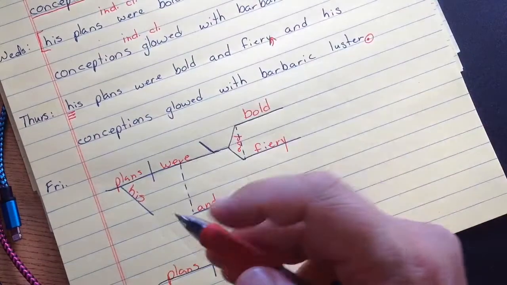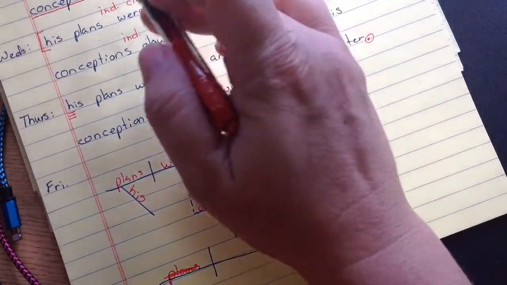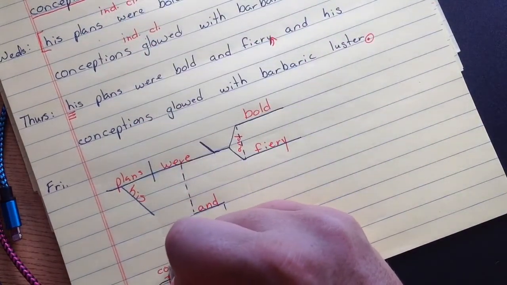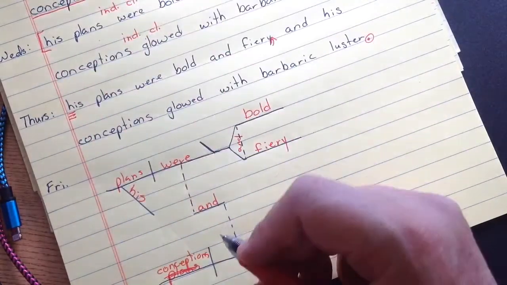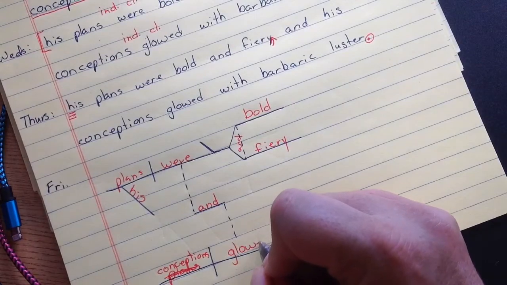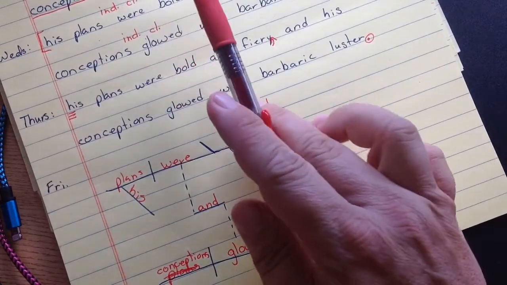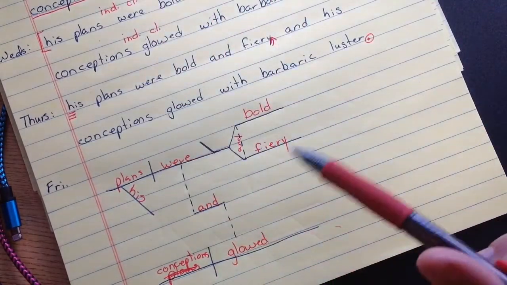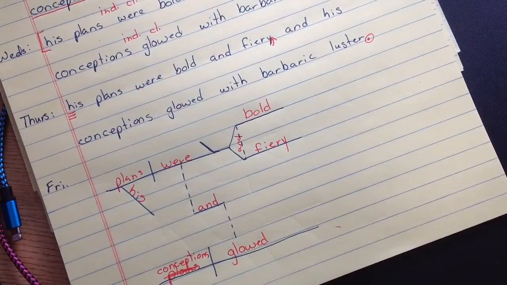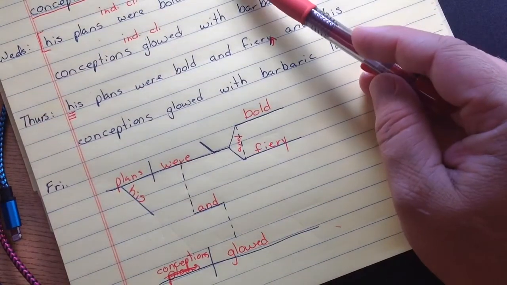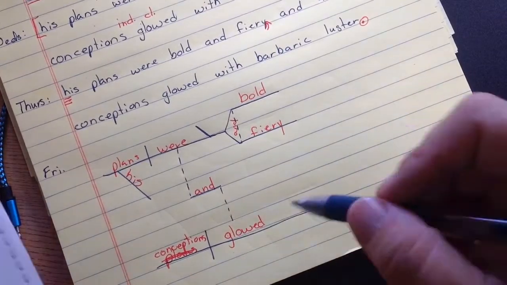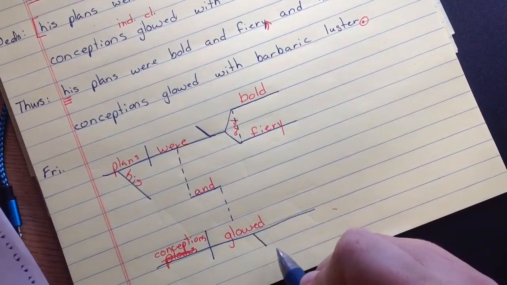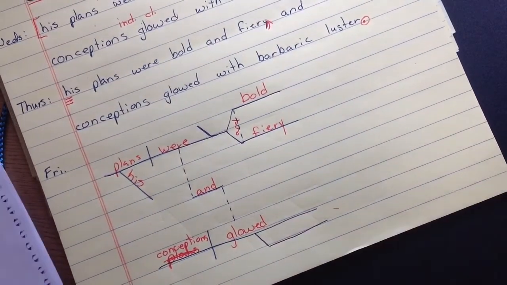And I know, I'm sorry, I went back to the first sentence. Conceptions were the subject. And what did the conceptions do? They glowed. That's the verb. Okay? This one did not have any direct object or predicate adjective or anything like that. It has a prepositional phrase, which we know hangs down off of whatever it describes. So with barbaric luster describes how they glowed, so we know we go like that and like that.